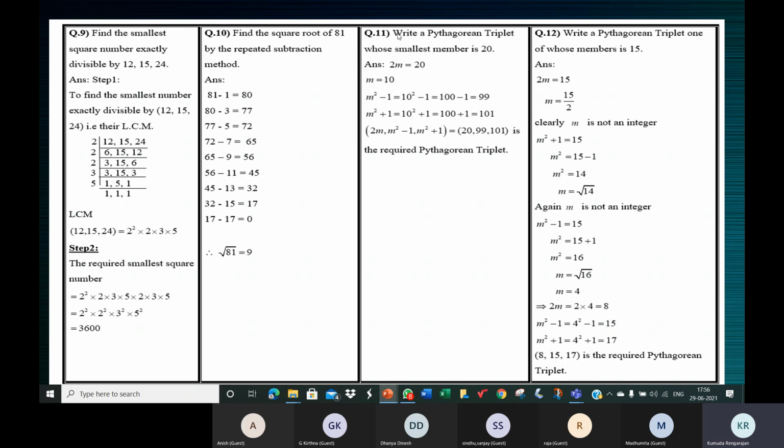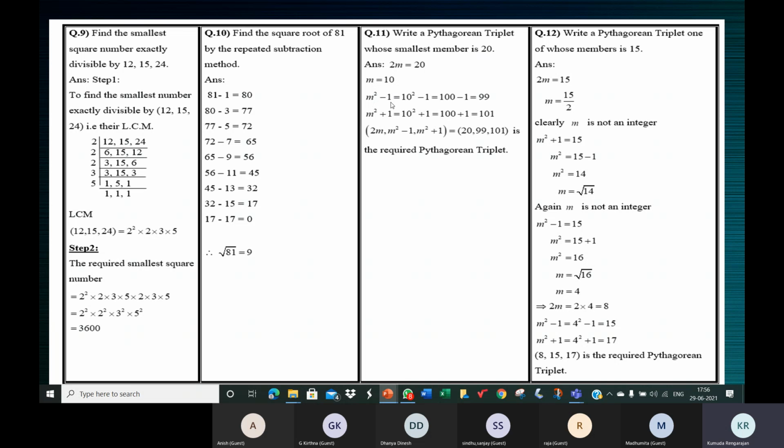All right. Now you need to write a Pythagorean triplet whose smallest member is 20. The smallest member is 2m. That means 2m is 20. So m is equal to 20 by 2, which is 10.